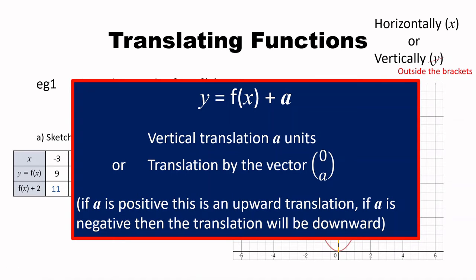So we've just learned our first type of transformation. If we've got y equal to some function, and then we add or subtract something after that, outside the brackets, that's going to translate our function vertically, so up or down, the same number of units as we are adding on outside the brackets. If a is positive, this is going to be an upwards translation. If a were negative, this would be a downwards translation.